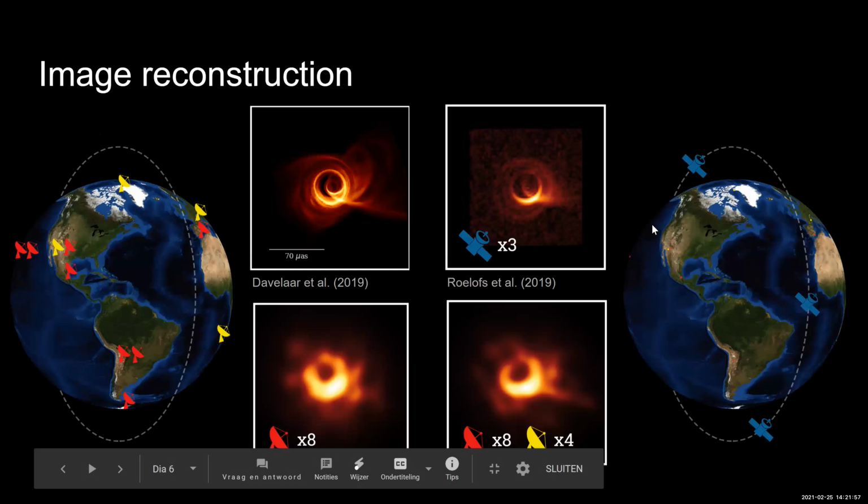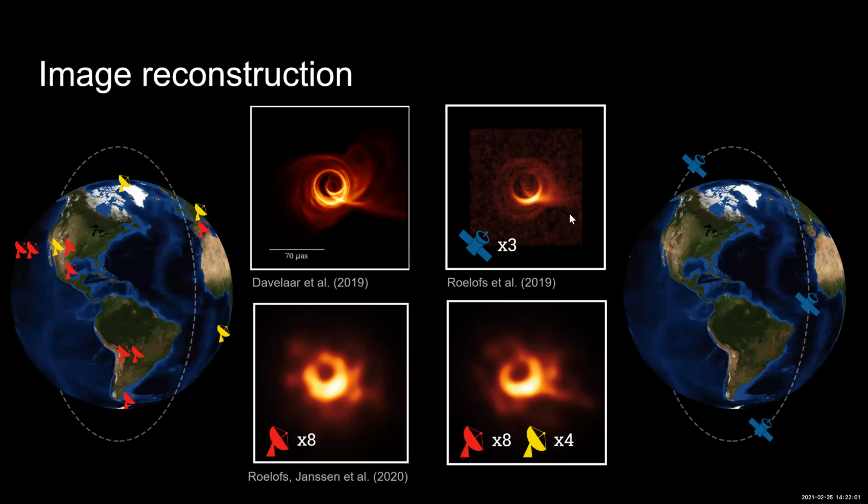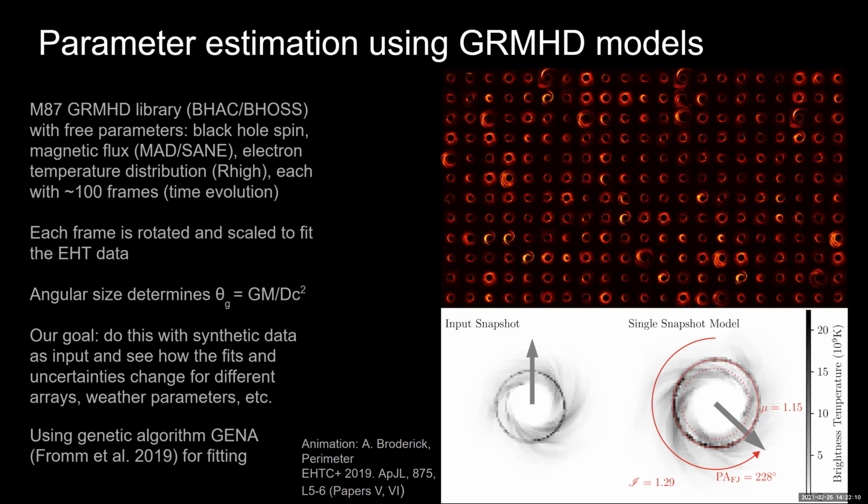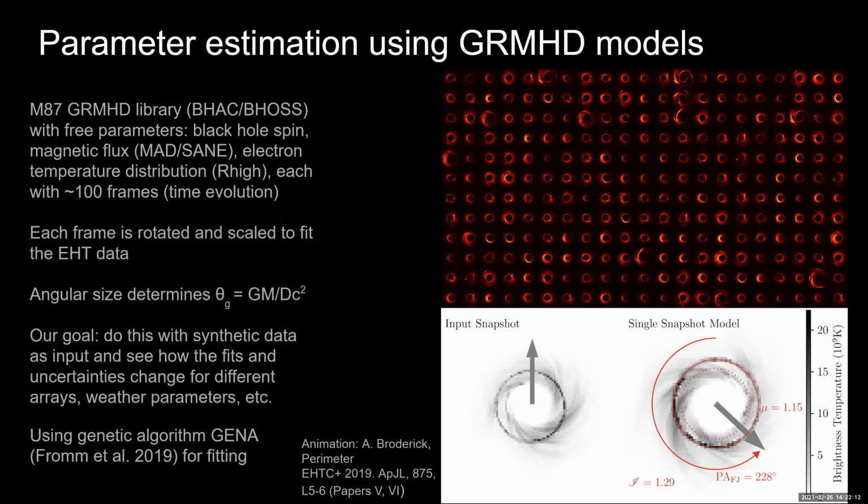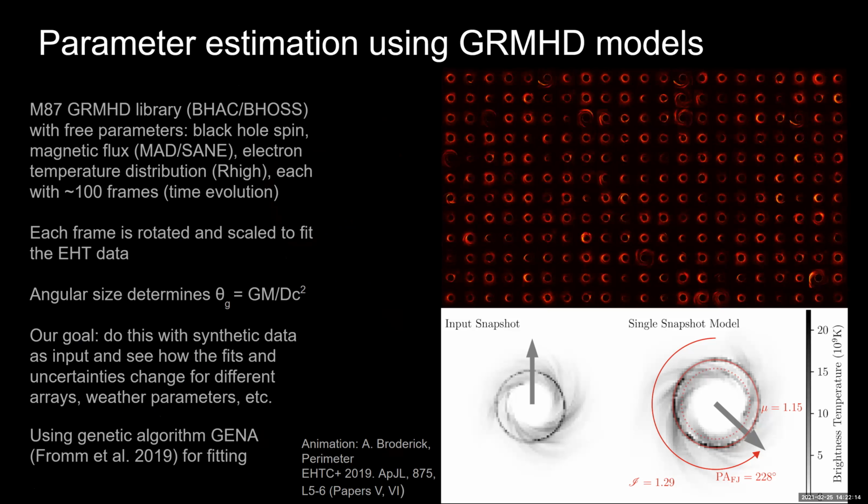And then you can see here in this simulation that you get an image reconstruction that is much sharper than what we can do from the ground. But apart from looking at images, we've also been doing some parameter estimation with the synthetic data using the GRMHD models.